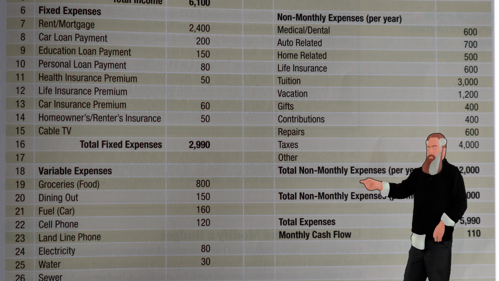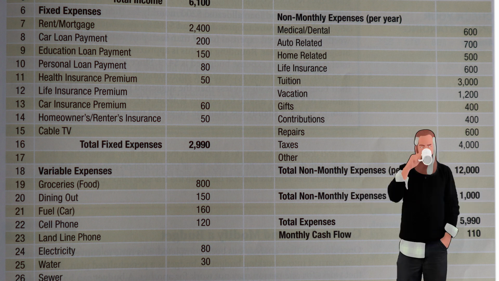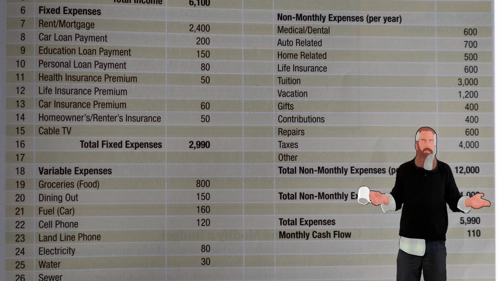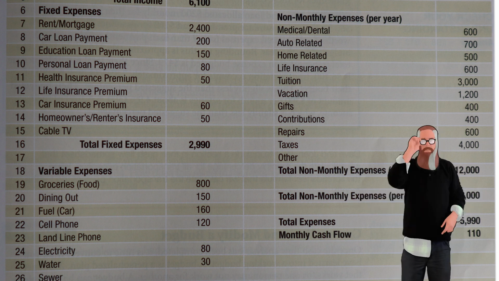Cell E23 indicates that Dave and Joan have a positive monthly cash flow of $110. They can carry that money over to the following month for emergency situations, or they can choose to increase their savings or decrease their debt by that amount.